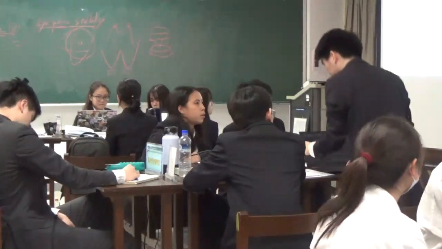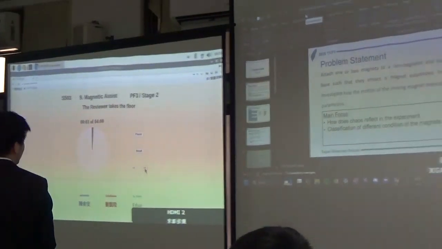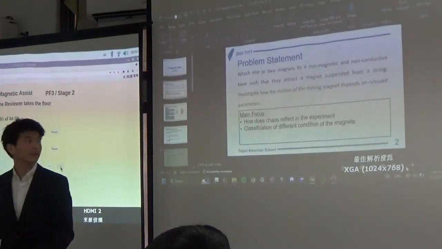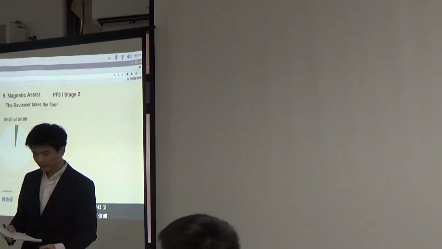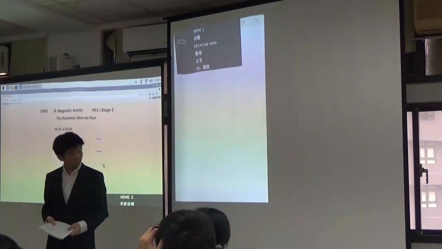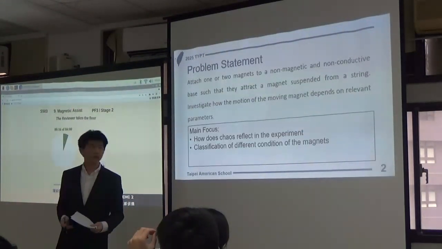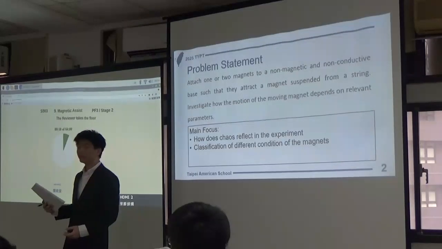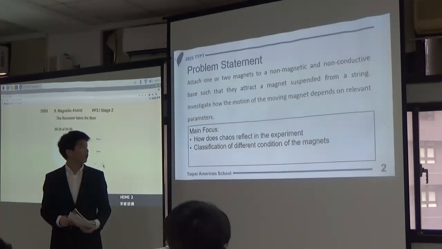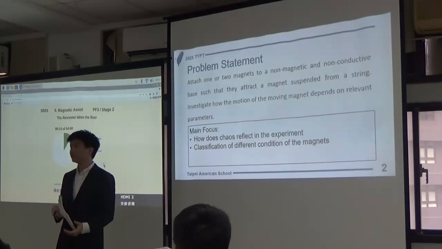Please take the floor. Hello, my name is Ethan Hu from Team Donors, and I'll be reviewing problem number 9, magnetic assist. So the main focus of the reporter in their experiment was how chaos is reflected in this phenomenon, and also how you can classify different conditions of the magnet.